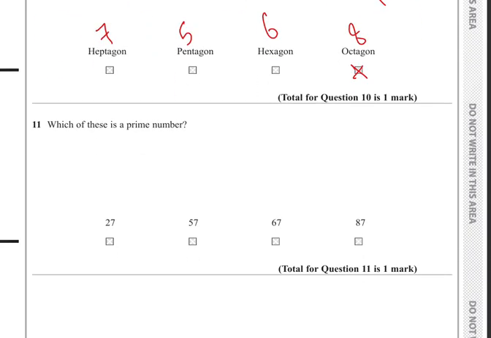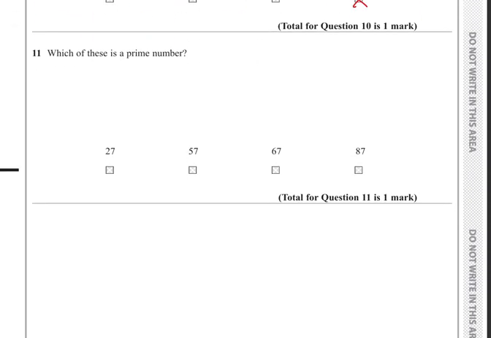All right. Moving on to question 11. Which of these is a prime number? So prime numbers usually have a trick. When you add the digits together, they give you another prime number. So 2 plus 7, that's 9. That means that's not a prime number.